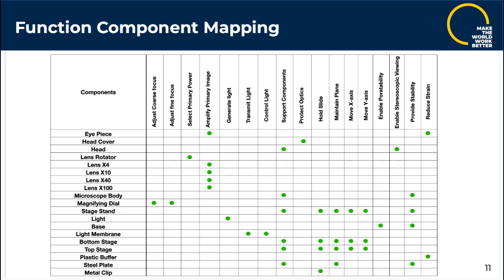This function component mapping matrix highlights the role each part plays in the overall system. Our redesign efforts are primarily focused on the head cover, eyepiece, and the top-bottom stage subassemblies, since these parts contribute most directly to usability, alignment, and overall system performance.